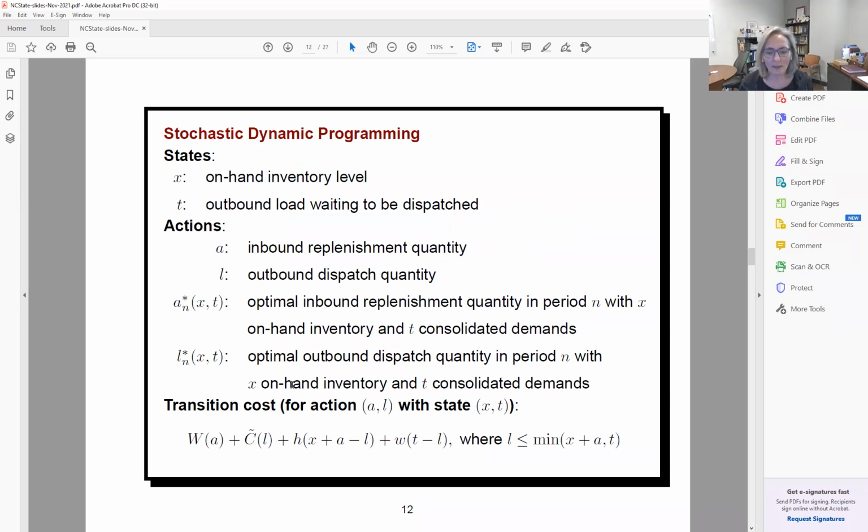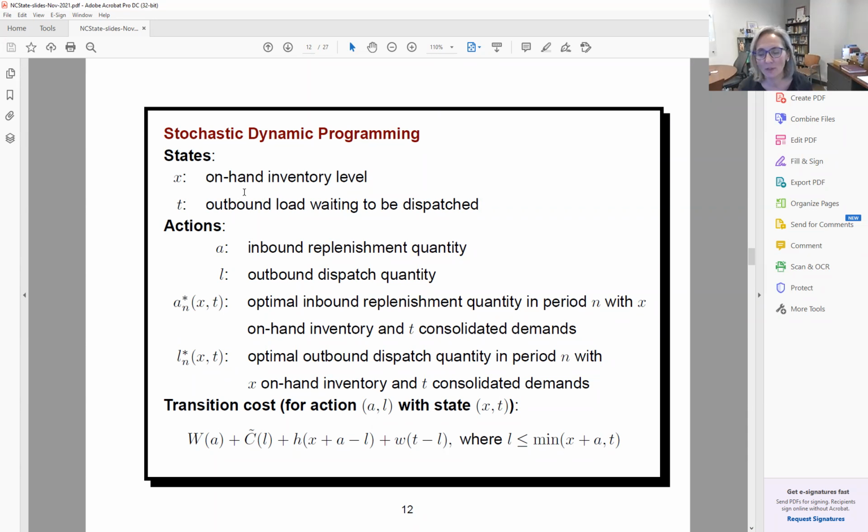So here is another slide with more details about my notation. I'll try to make this simple for you. The key notation in terms of the decision variables are A and L. So the decisions for the vendor are the inbound replenishment quantity and the outbound dispatch quantity. The state variables of the dynamic program are X, on-hand inventory, and T, outbound load waiting to be dispatched.